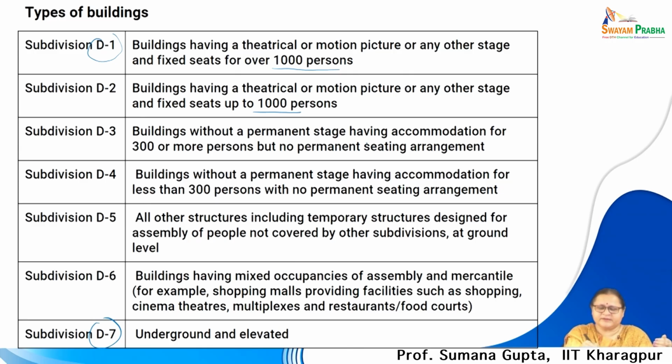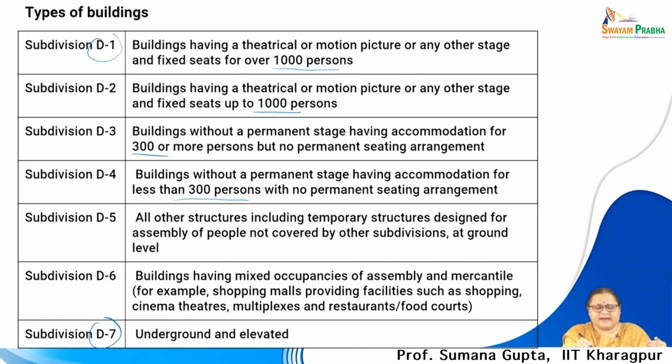Buildings with permanent stage having accommodation for 300 or more persons, but no permanent sitting. That means, there will be chairs brought in and they can be taken out. So, it is a kind of hall where there will be more than 300 accommodation, but they will not be of permanent nature. Now, why are these told? Because how much is the free space for moving or getting escaped is also very important in such kind of designs.